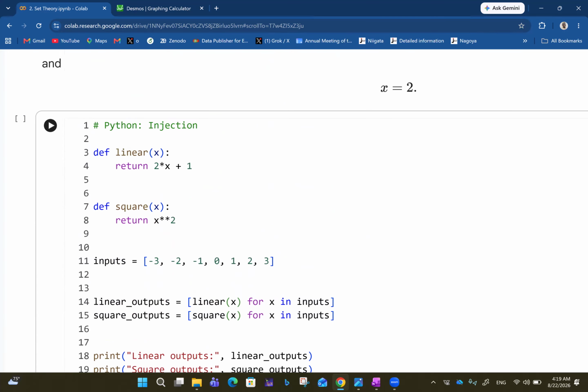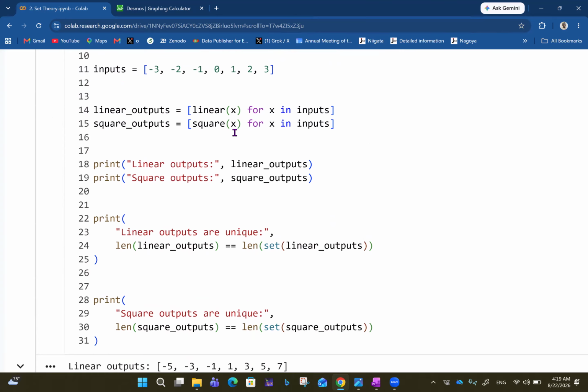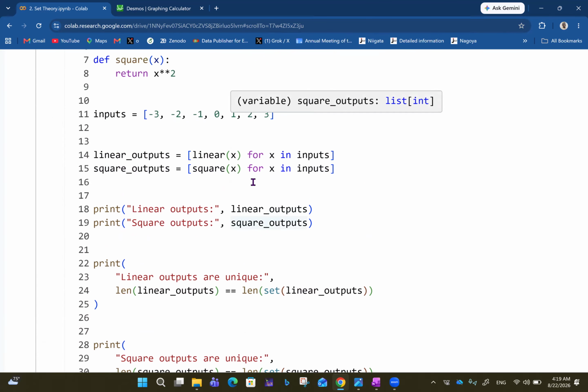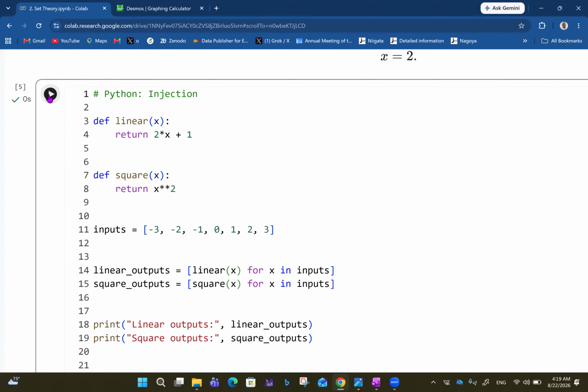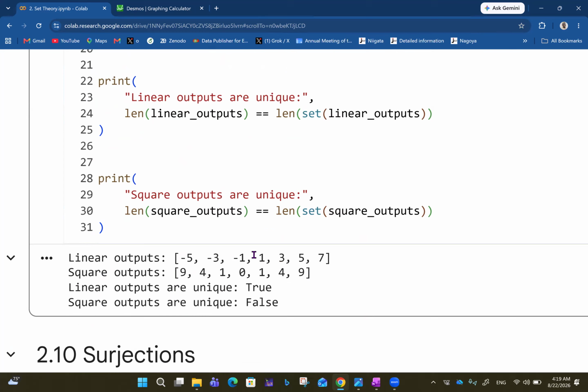So this is like what we did before. We define the linear 2x plus 1 and x squared like this, and we evaluate on minus 3 to 3. So we have linear outputs and square outputs. And then we compare the results and you see what happens there. For linear outputs, you have minus 5, minus 3, minus 1, 1, 3, 5, 7. But for the squares you have 9, 4, 1, 0, 1, 4, 9. So there's a collision. All the linear outputs are unique, but the square outputs are not unique because you have repetitions like that.